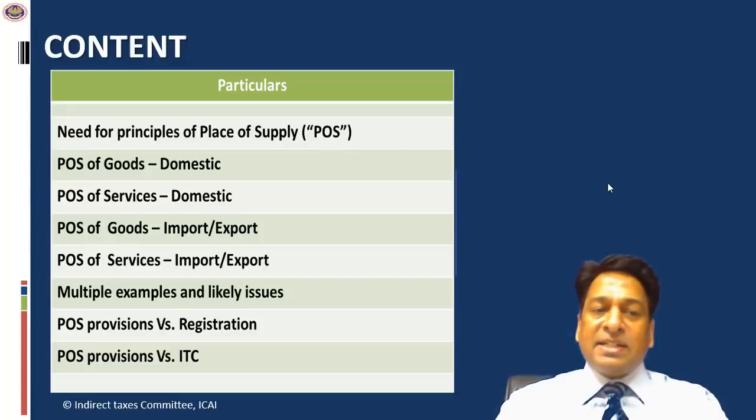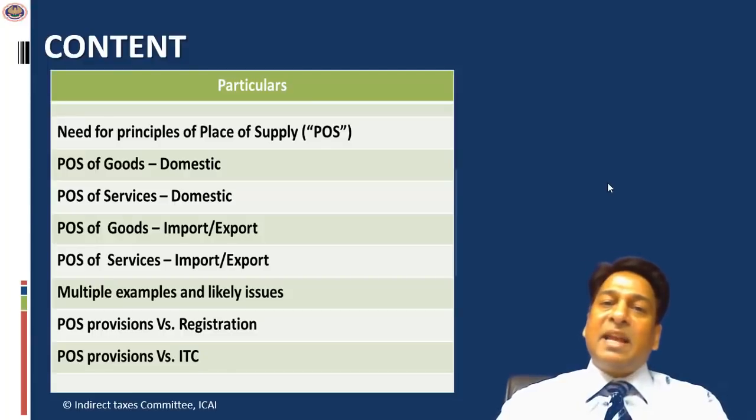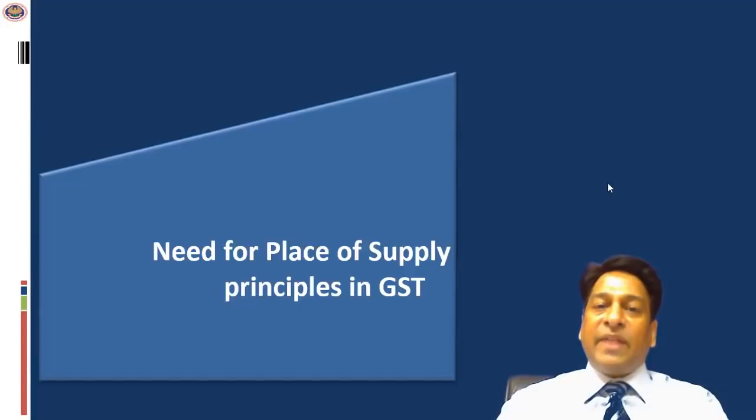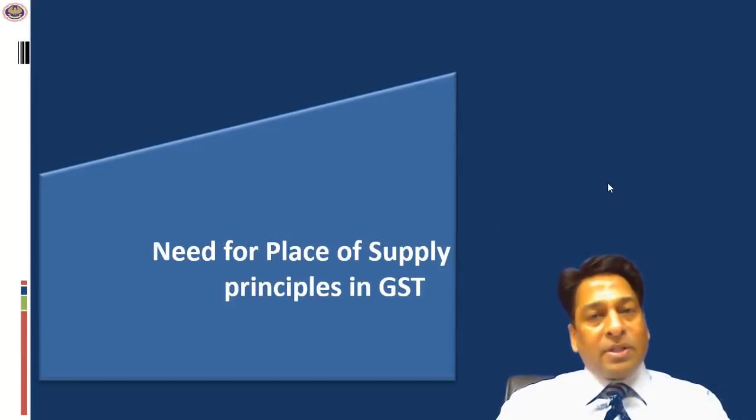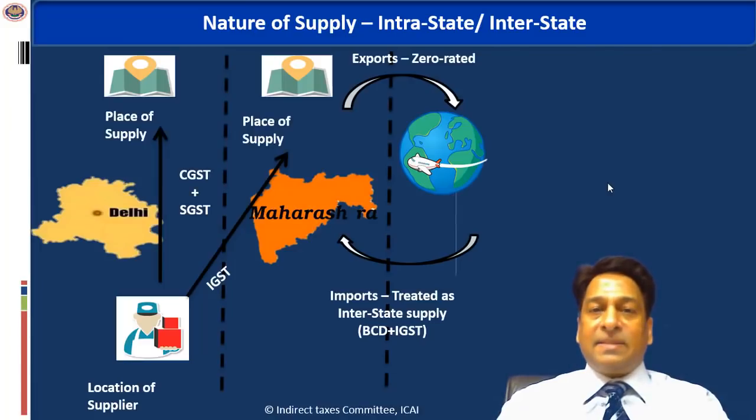We are also going to discuss certain place of supply principles and compare whether place of supply is the determining factor for taking registration in GST, or place of supply provision versus input tax credit provision. So let's start with why there is a need for place of supply for goods and services.